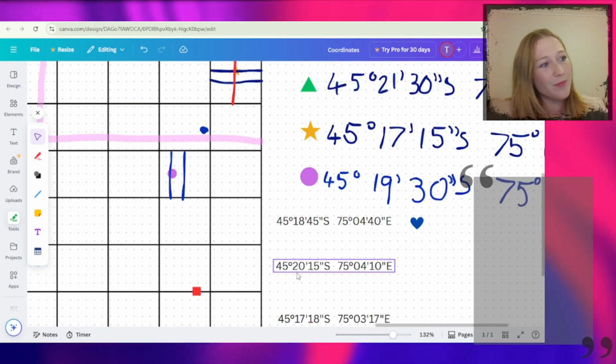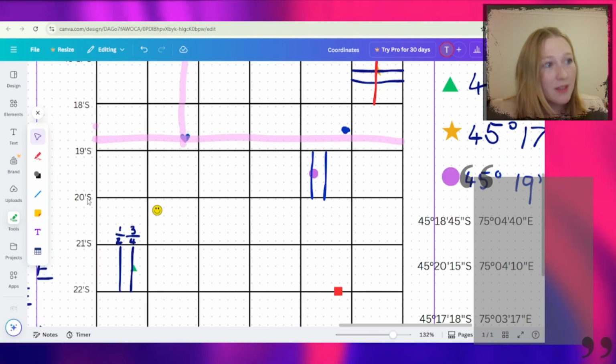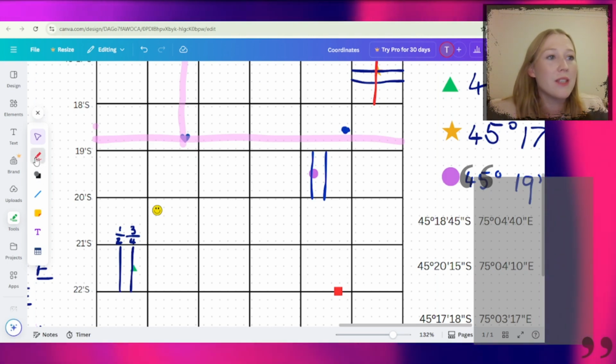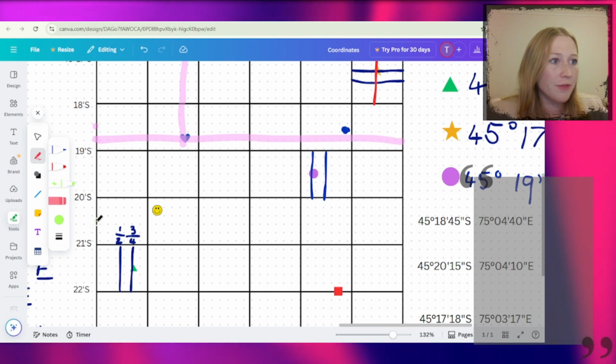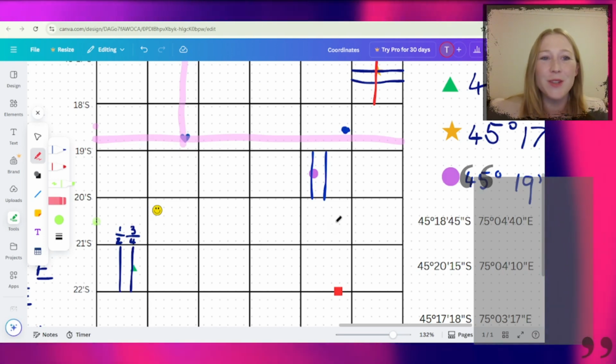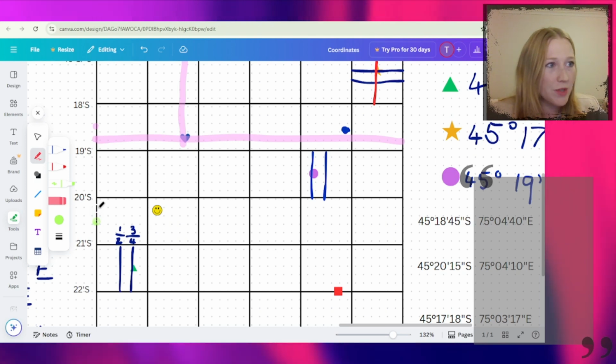Ta-da! This one, 20 minutes, 15 seconds. 20 minutes and a quarter. So if we say that that's a half, 15 minutes is a quarter of a degree, 15 seconds is a quarter of a minute. So there's a half a minute and there's a quarter minute.